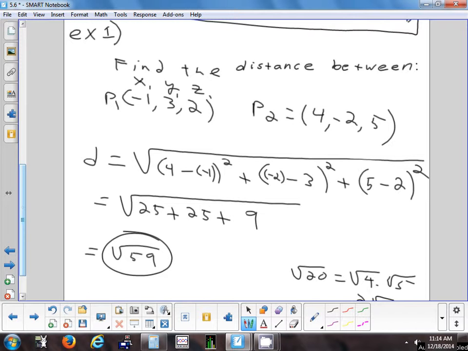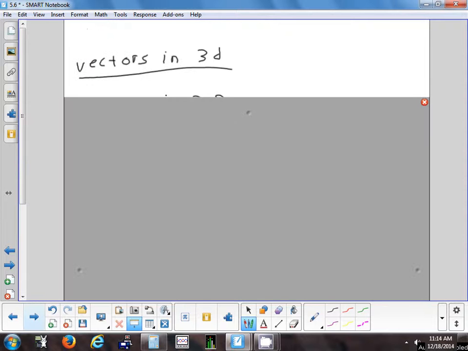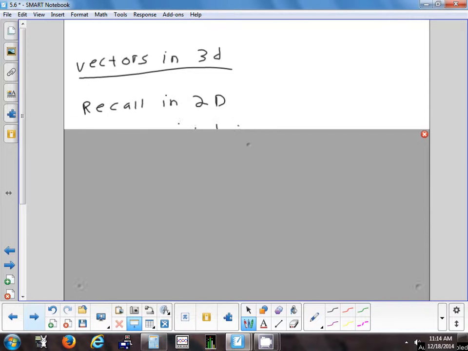Okay. Any question on distance in 3D? All right, so this is not vector stuff right here. This is just, here's a coordinate, here's another one. Find how far apart they are. That's all that was. All right. So now the rest of it, we'll look at our vector formulas.